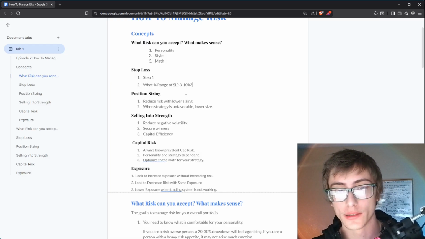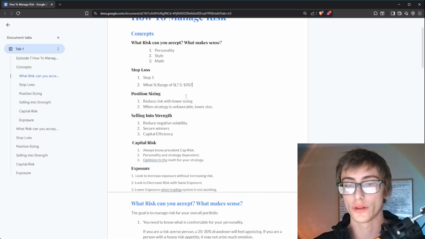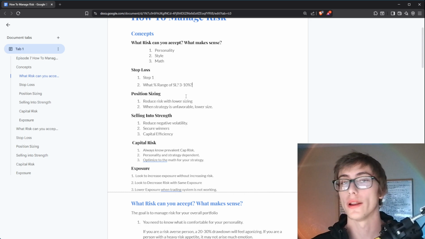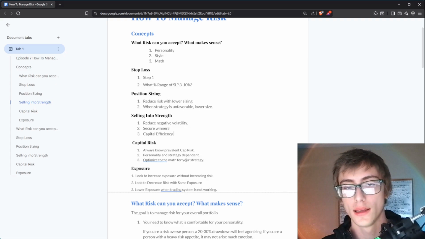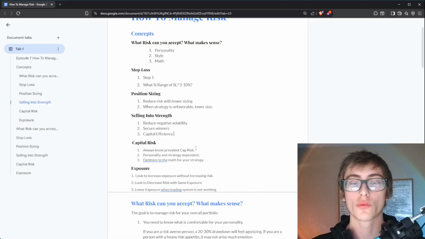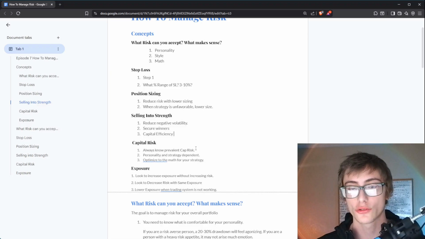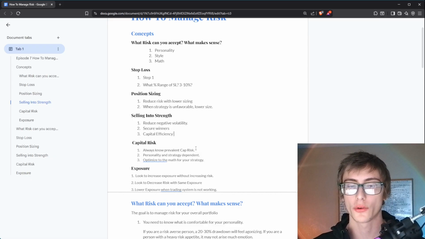Then we'll be going into selling into strength and how that reduces negative portfolio volatility, how it helps secure winners, and how it helps increase capital efficiency. Then in capital risk, I'll be going over how you should always know your prevalent capital risk, how capital risk is also personality and strategy dependent, and how you need to optimize the math for your strategy around capital risk.